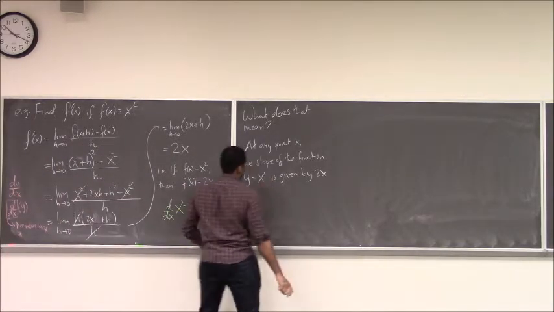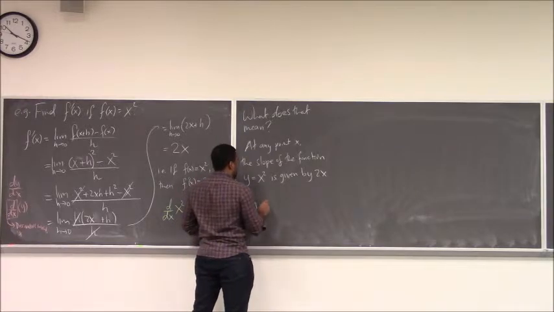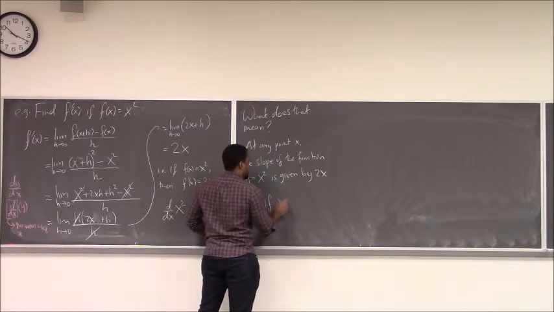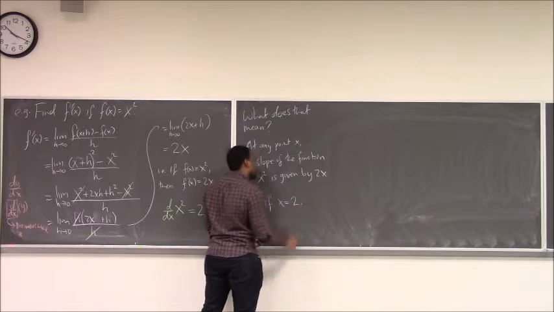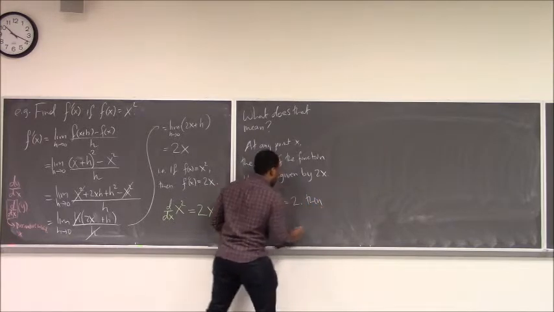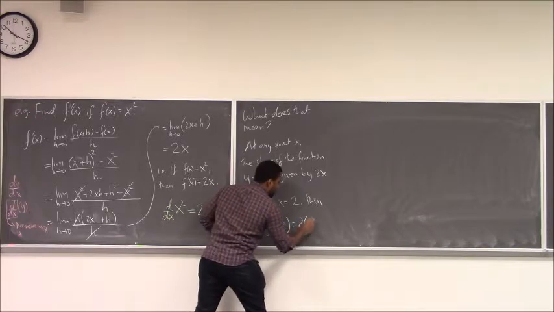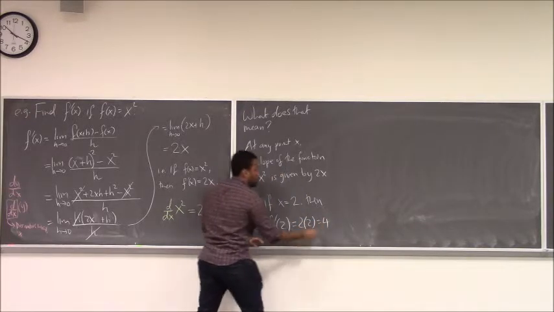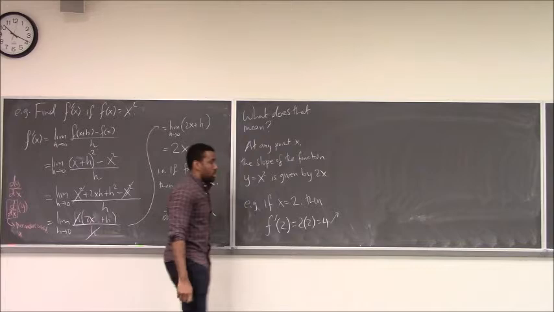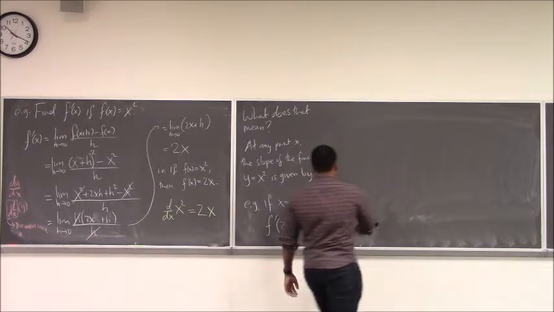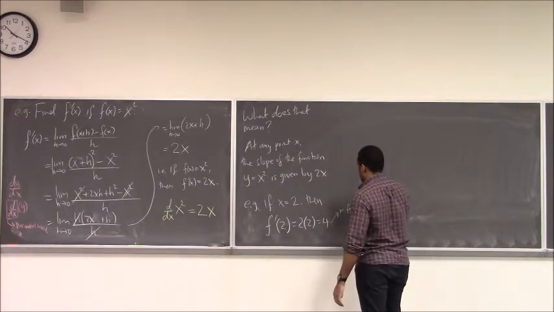Example. If x equals 2, then f prime of 2 would be 2 times 2 equals 4. And how you can interpret that number is that this is the m for the tangent line.